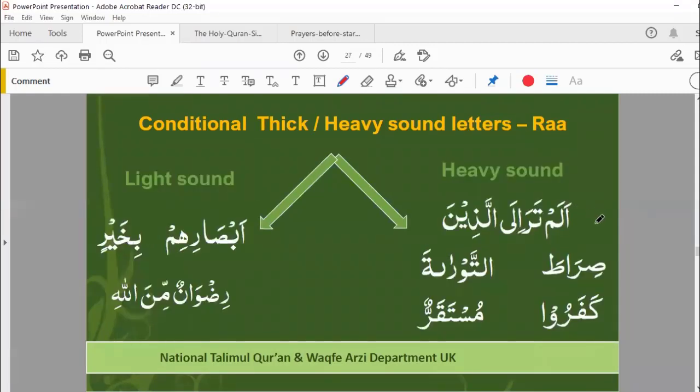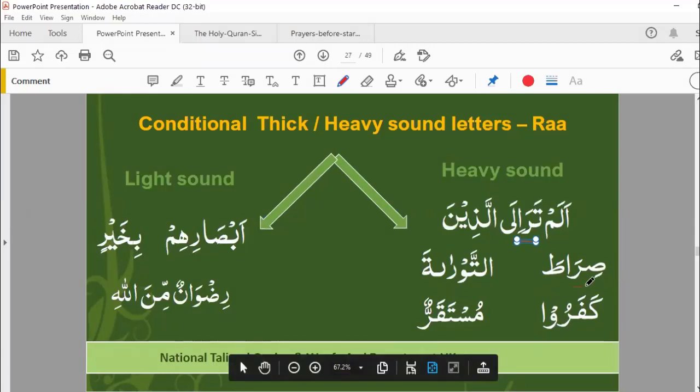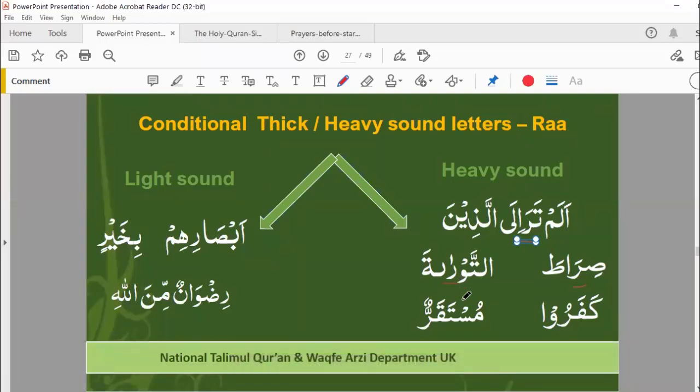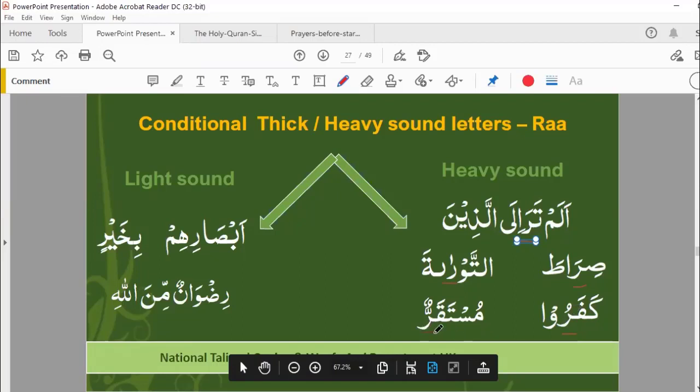Here are the examples now. Let me know why this ra is heavy. Because there's a fatha on it. Excellent, brilliant. Thank you very much. And this ra is heavy as well because of fatha. This ra is heavy because of the fatha, and this ra is heavy because of dhamma.